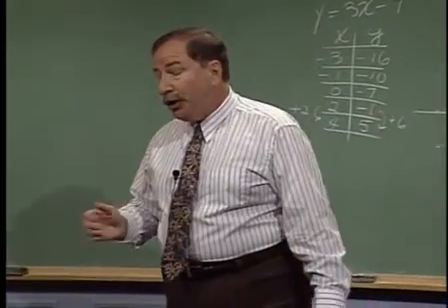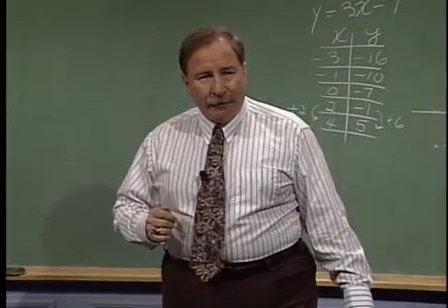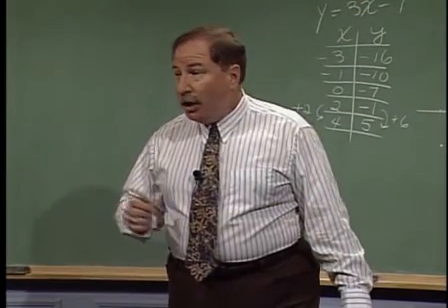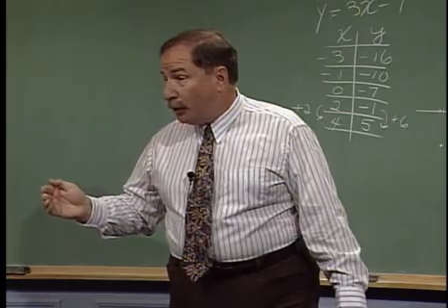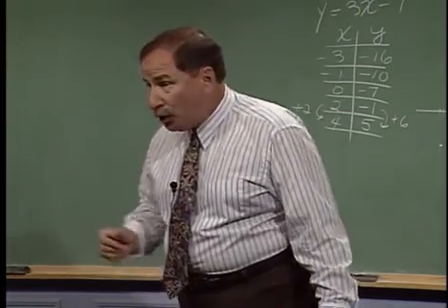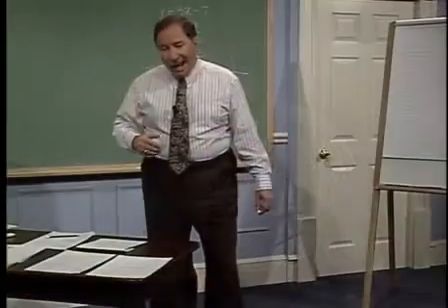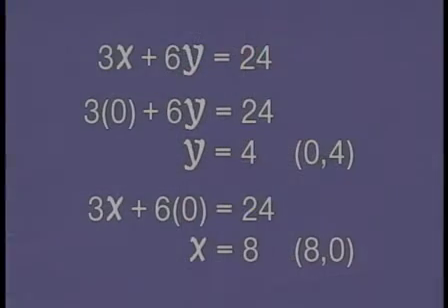But this is certainly a very quick way of graphing a line: plugging in 0 for x and solving for y, plugging in 0 for y and solving for x, plotting those 2 intercepts, the x- and y-intercept, and connecting them up. So let's take a look at the next problem. The next problem is, again, not written in mx plus b form. 3x plus 6y equals 24.